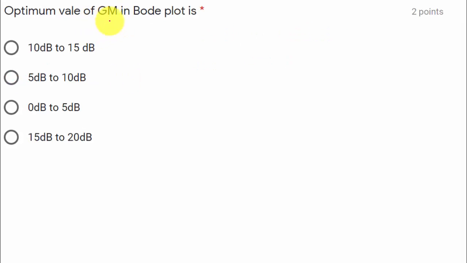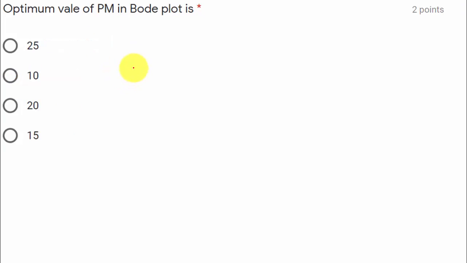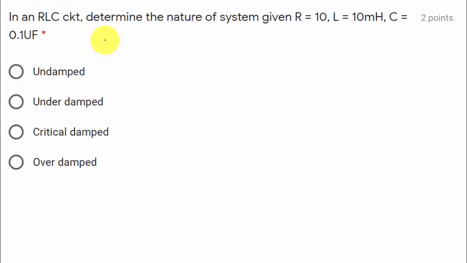Next question, optimum value of gain margin in the case of Bode plot is. So, the optimum value is 5 dB to 10 dB. Optimum value of phase margin in the case of Bode plot is 25. Nothing but option A is going to follow.